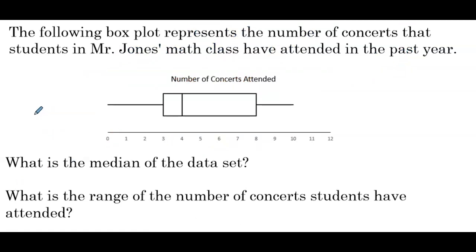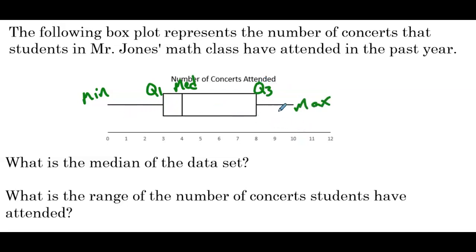The following box plot represents the number of concerts that students in Mr. Jones's math class have attended in the past year. Okay, so let's just look at this box plot first. So 0 is the minimum, 3 is the first quartile. We could label this, right? So min, 3 is quartile 1, 4 is the median, 8 is quartile 3, and 10 is the maximum.